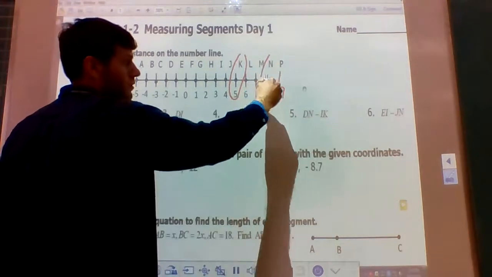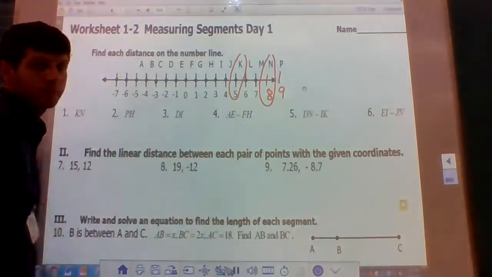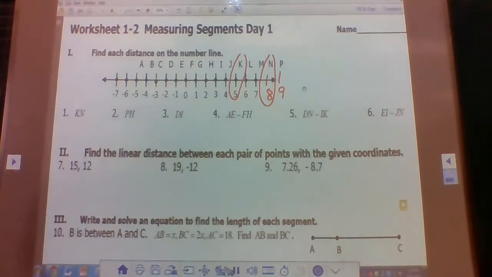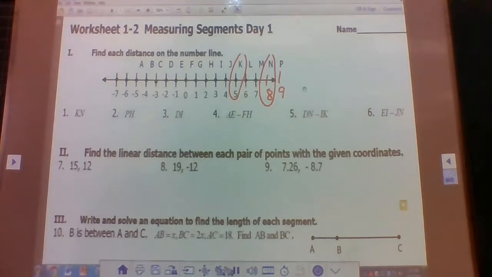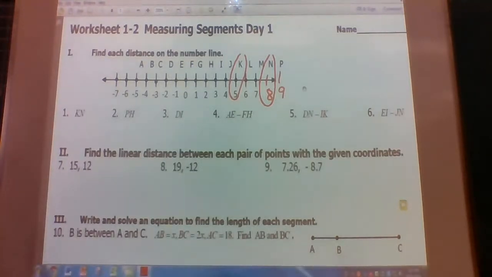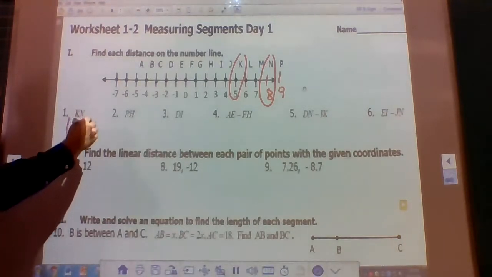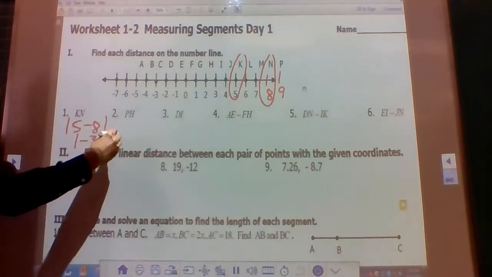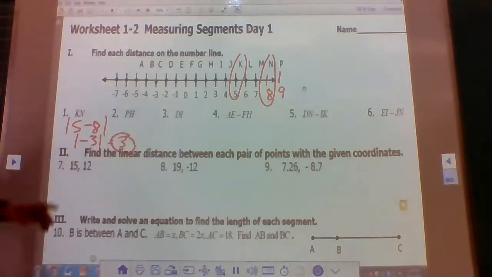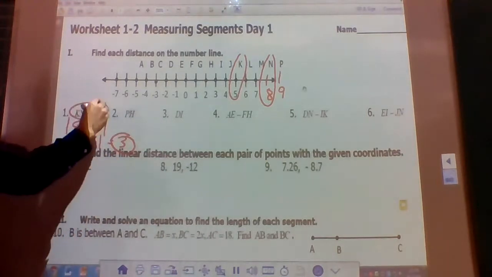So the easy way to do this is just count. The distance between K and N is going to be 1, 2, 3. But if we use our formal definition of the ruler postulate, we want to take the absolute value of the difference between the two numbers. So K is 5 and N is 8, so we want the absolute value of 5 minus 8, which is the absolute value of -3, which is +3. If you just want to count and you don't have to show all this work, you can just put KN equals 3.